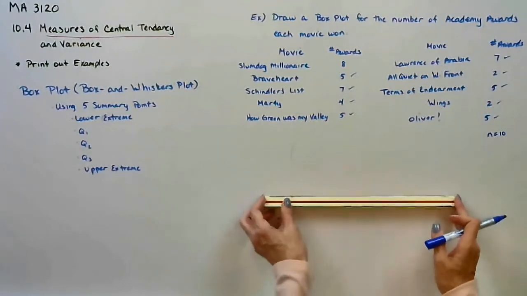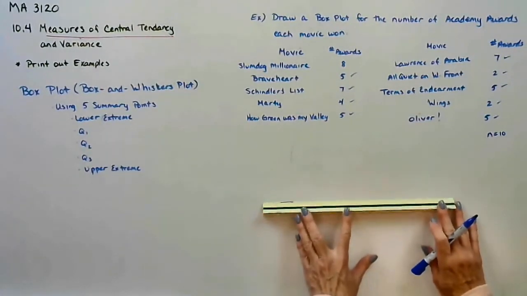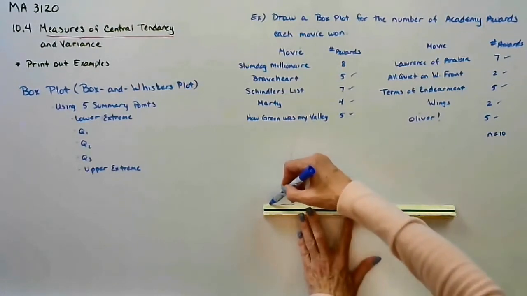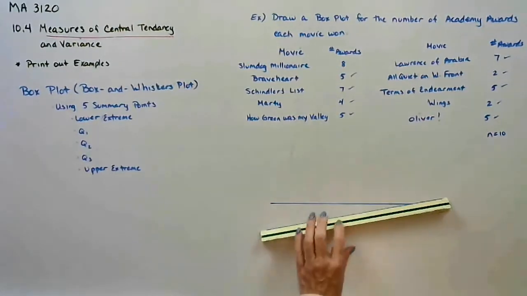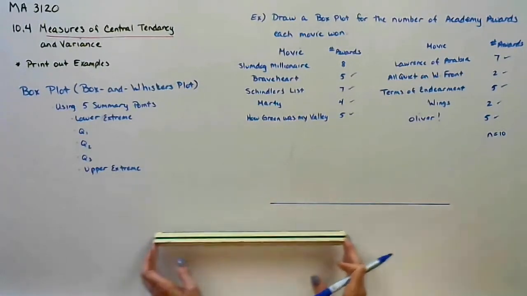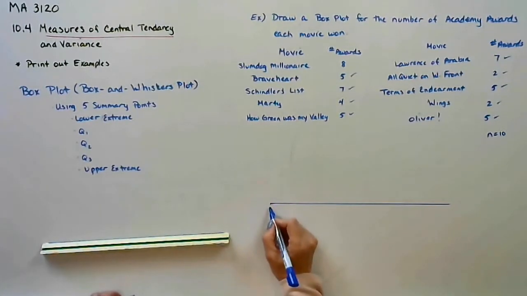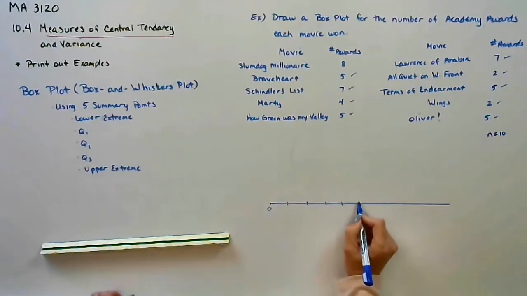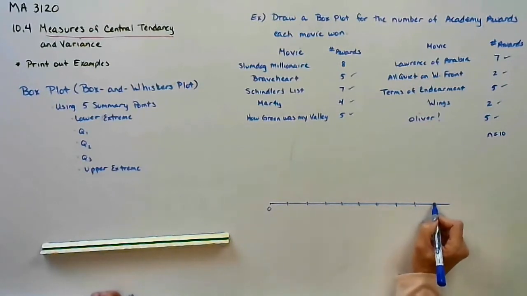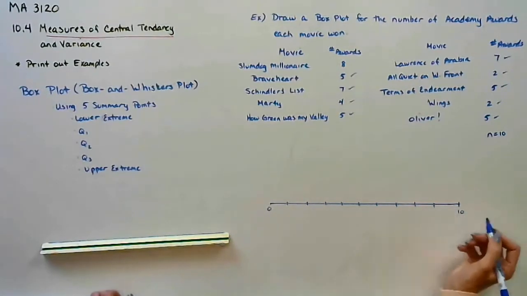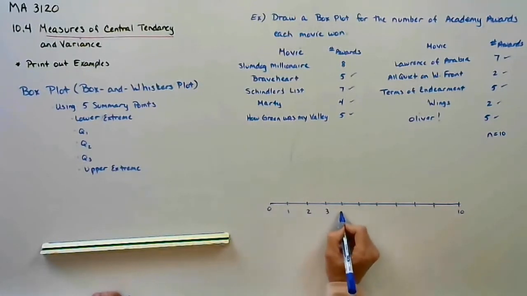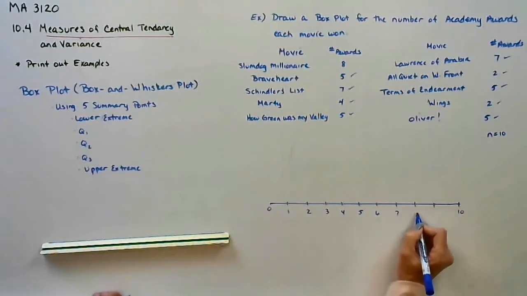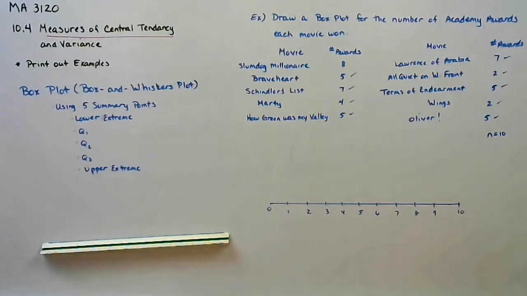So another way to do this is to have a number line. I'm just going to start here at 0, and I'm going to go to 10. 1, 2, 3, 4, 5, 6, 7, 8, 9, 10. I wanted to go past my lower and upper extremes just to make it look a little nicer.